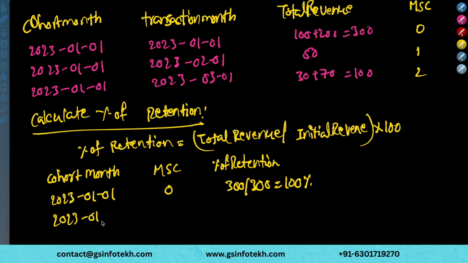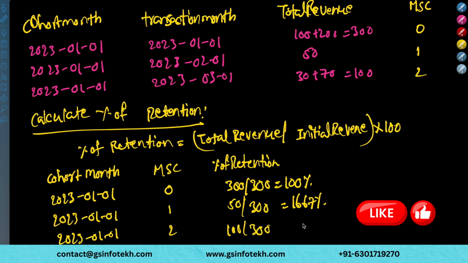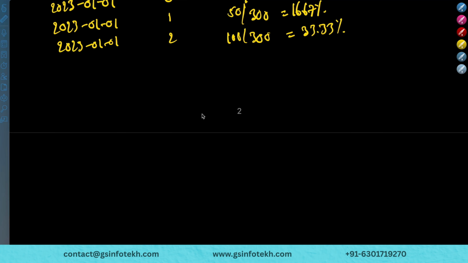Now again, let's calculate the retention percent after 1 month. I have 50 here, so 50 divided by the initial amount 300, which is approximately equal to 16.67. And again, after 2 months, what is my value? 100 divided by 300, which is approximately equal to 33.33. So now we understood the steps and what exactly revenue retention is. So let's start writing the query now.